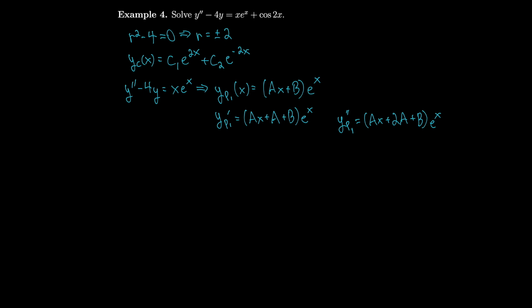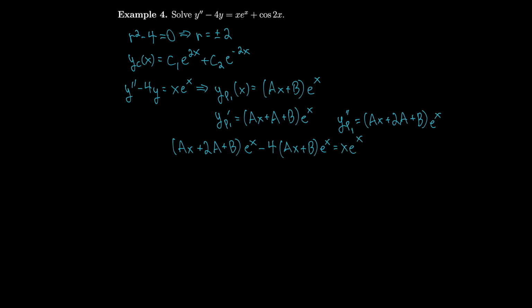So that means that if we plug into our differential equation, we get ax plus 2a plus b times e to the x, minus 4 times ax plus b times e to the x, should equal x e to the x.